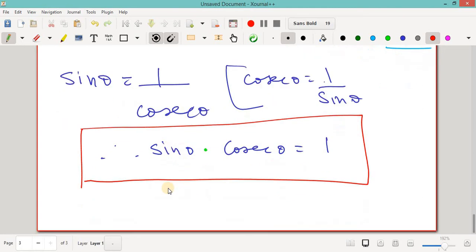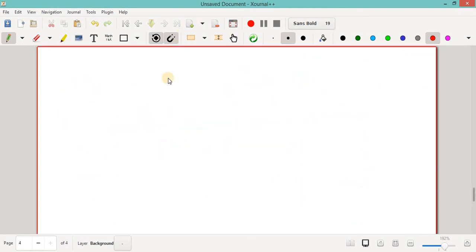Then next one is your cos theta. Now cos theta is 1 by sec theta. Remember this. Now students, cos theta is also known as cosine theta, and sec theta is secant theta. We are not going into that right now; our focus is the examination point of view. So cos theta is equal to 1 by sec theta.